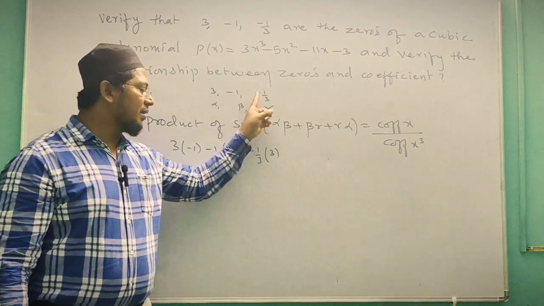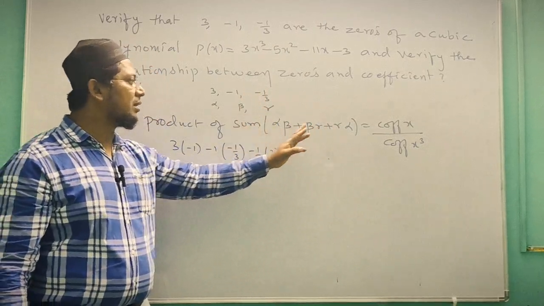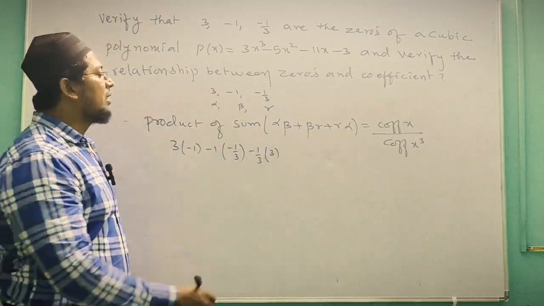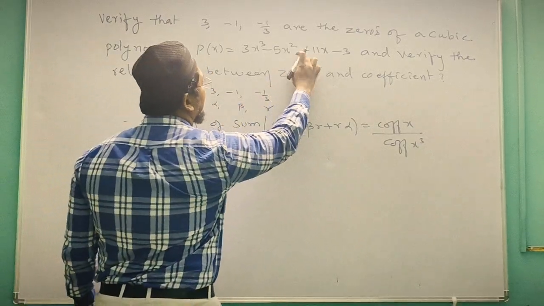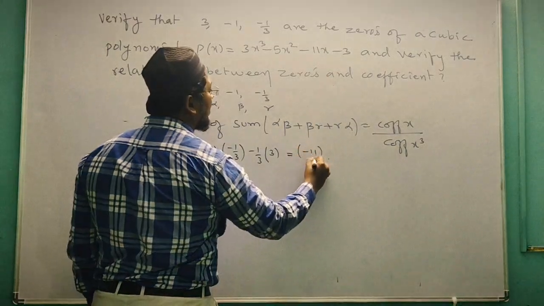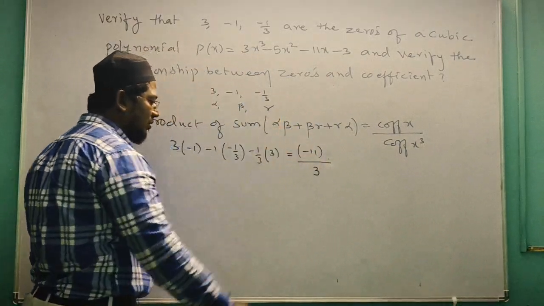And what is the gamma? Gamma is minus 1 by 3. Plus gamma. What is the gamma, sir? Minus 1 by 3, into alpha. What is alpha? 3. Is equal to coefficient of x. What is the coefficient of x? Yes, minus 11 upon coefficient of x cube, yes, very good, 3.